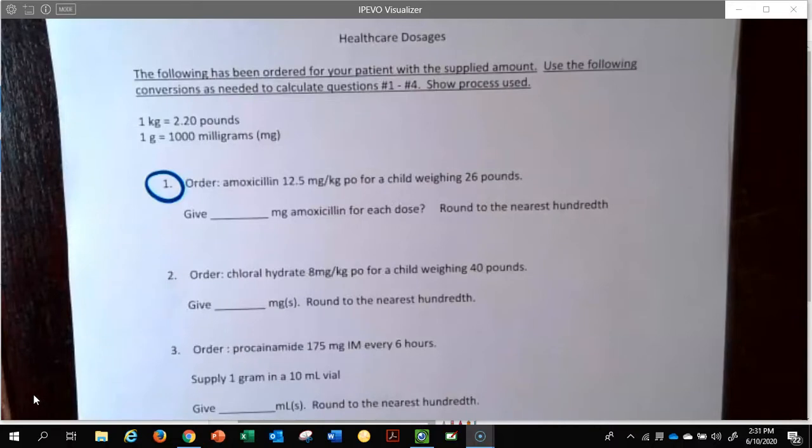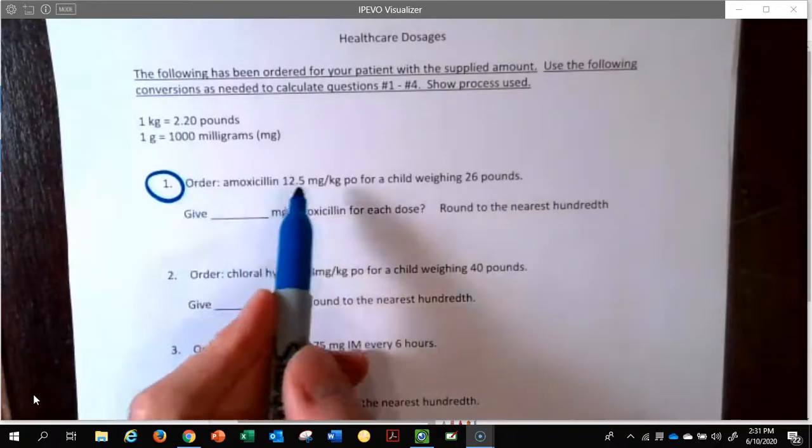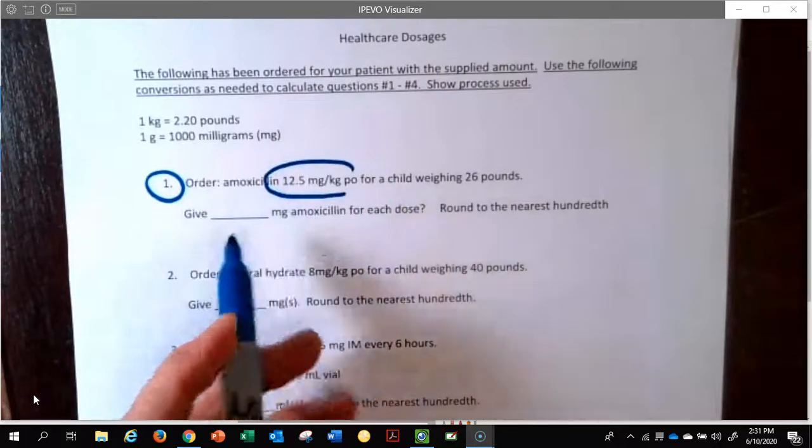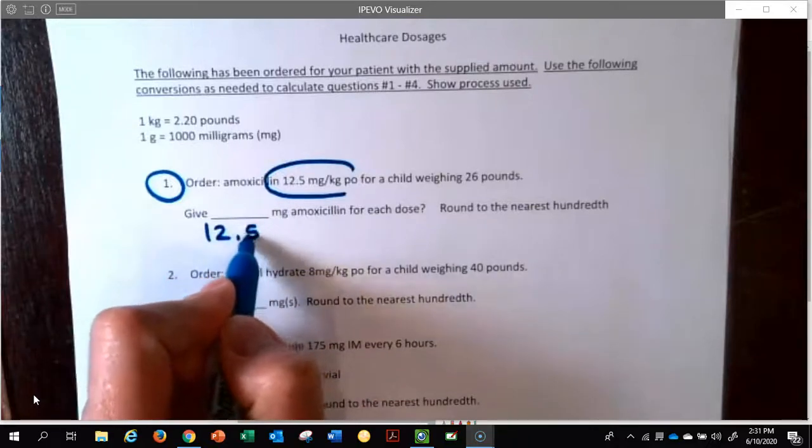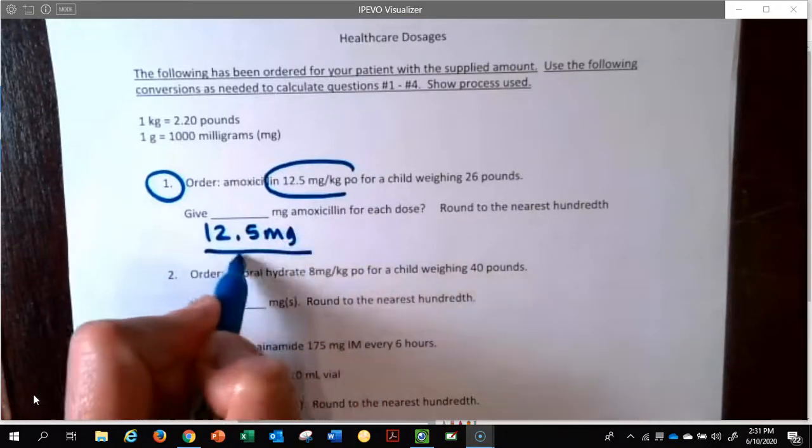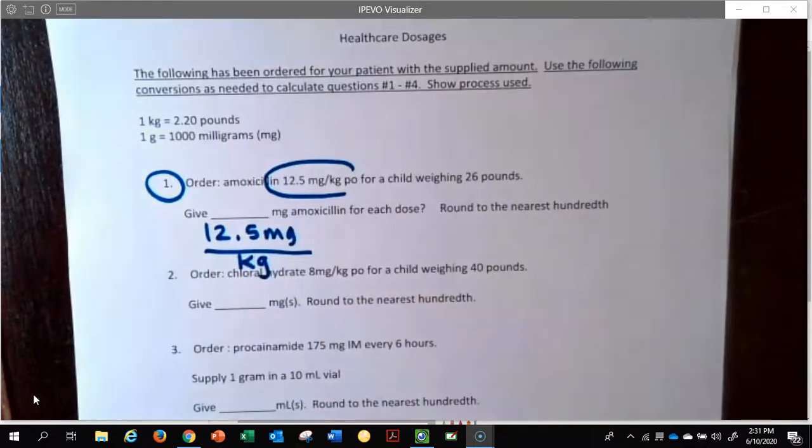A reminder that we may not know what all of these words stand for, but we can do some math and do it accurately. And that's the bottom line, is that whatever we're doing, we do it accurately, so that we're not overdosing or underdosing patients. So it says there is an order of amoxicillin. It does give this, and the 12.5 milligrams per kilogram looks worth writing down, at least to get us started.